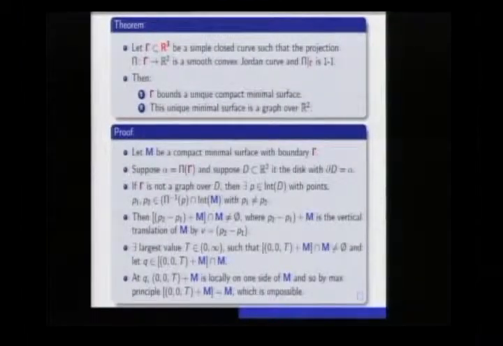Radó came up with another argument that showed in this setting that minimal disks are graphs. So I'm just going to give that argument, since it's very useful in other contexts where we don't have translations. So how do we prove it? Well, we have other things, like planes, minimal planes. So let me give that other argument that's due to Radó.